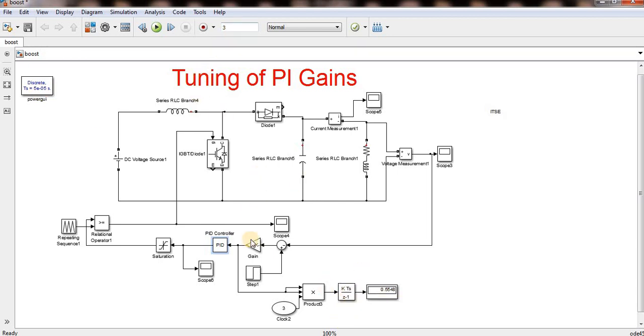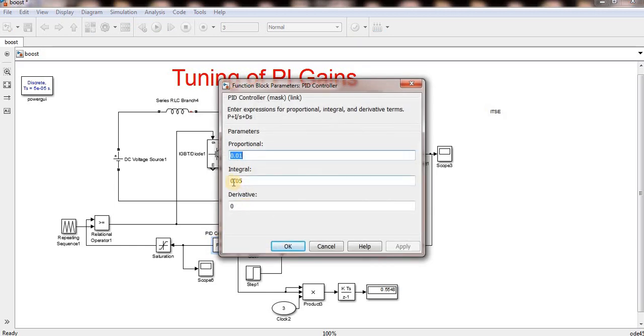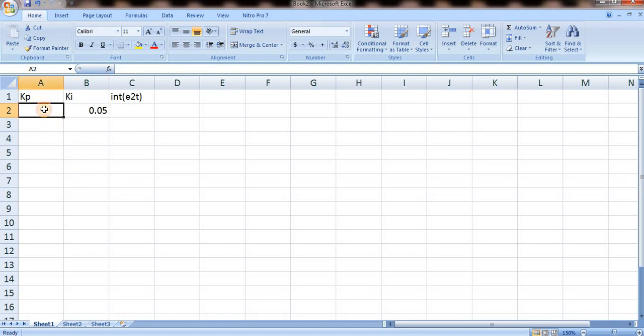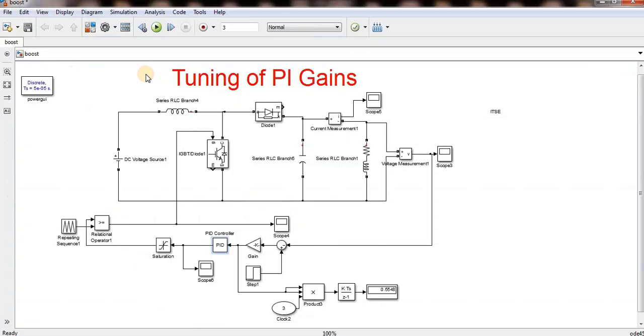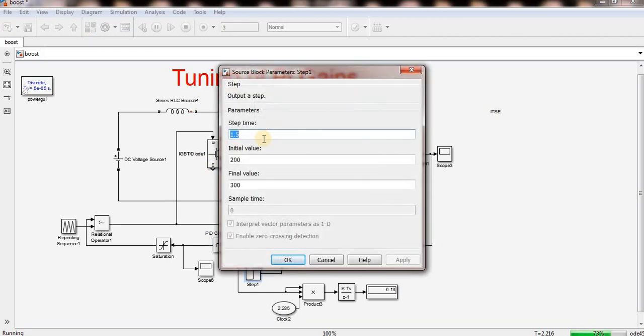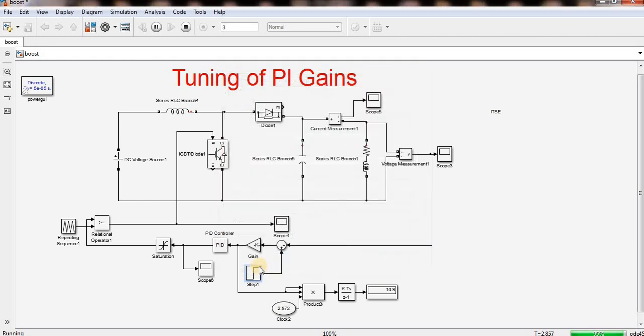I am running up to 3 seconds. So initially I kept 0.05 and 0.01. My ki is 0.01, my kp is 0.01, and I will see how much value I can get in the display. For tuning of the complete PI gains, I have to maintain a constant time period, and I am tuning for a particular application, because I am tuning only for the step change from 200 to 300. You can tune it for only 200, or for only a constant value. It is not a problem.